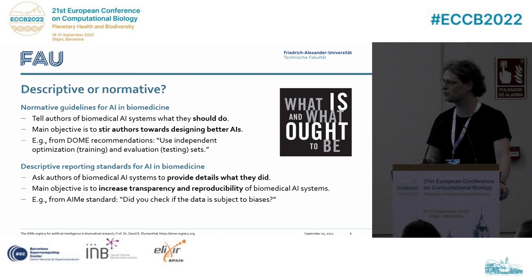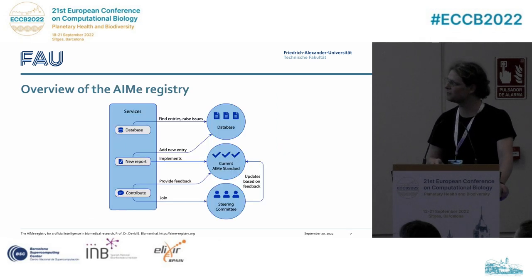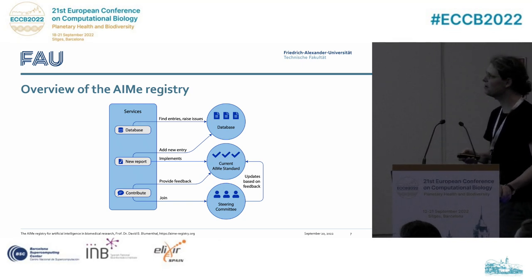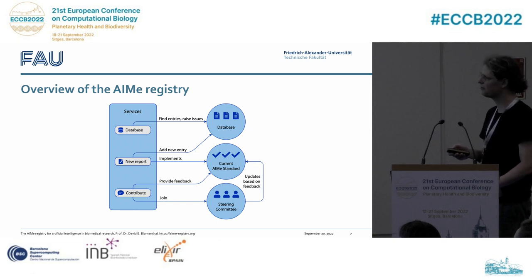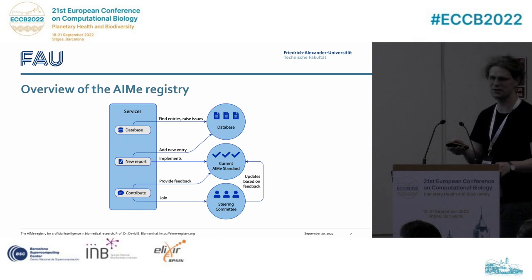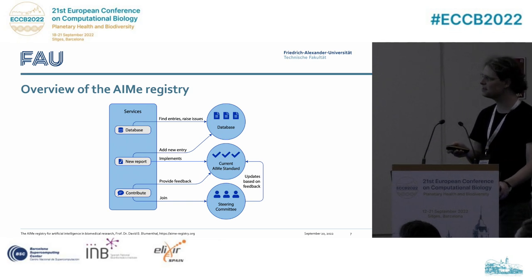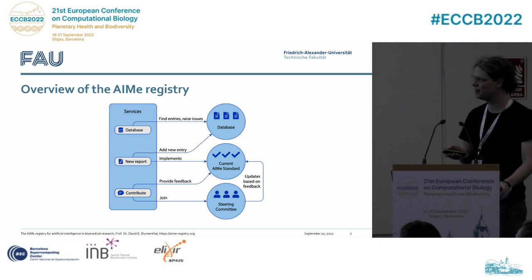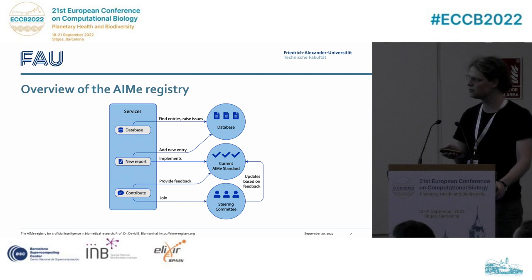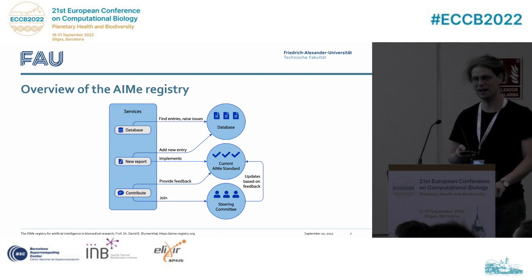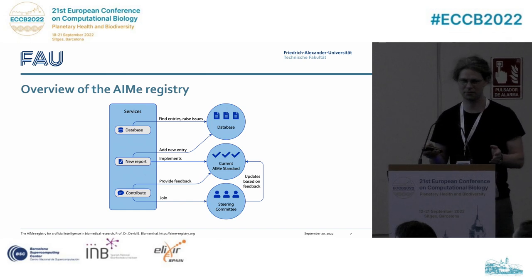And the idea was to provide a way for the authors to provide this in a structured way. All right, so here's an overview of the entire thing. AMI has several components, and the core is this database here. It's a web service. I will show you some screenshots in the following slides. It has a database where reports are stored. Then, as a user, you can create a new report, and those reports implement the current AMI standard. And the AMI standard is essentially just a structured list of questions.